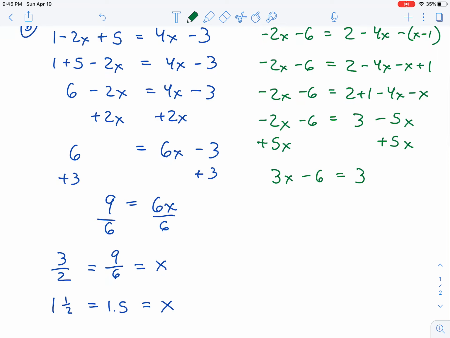Now we have an equation that looks much easier to deal with. Add 6 to both sides, gives us 3x equals 9. Finally, divide both sides by 3. 9 divided by 3 is just 3.